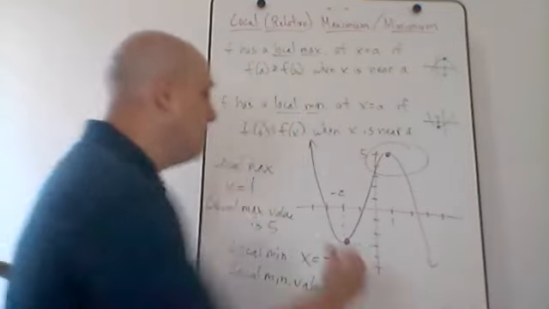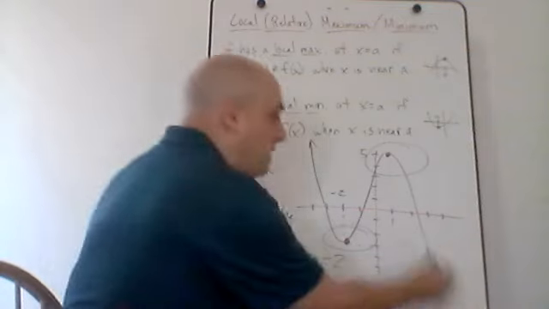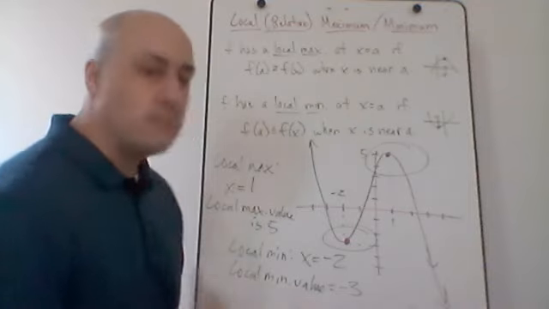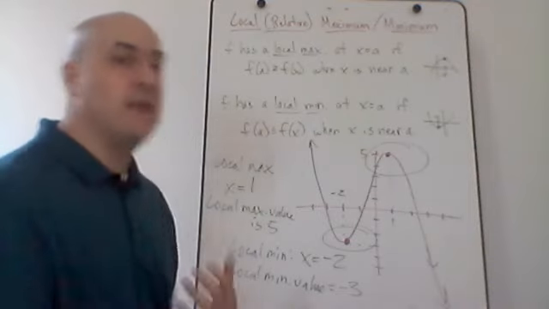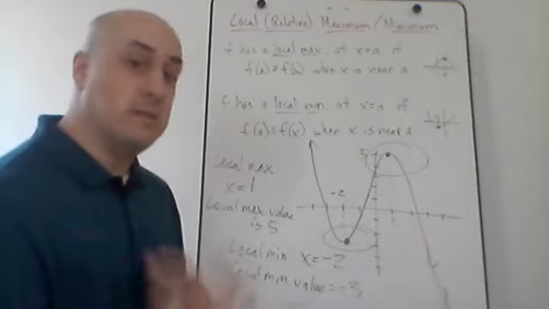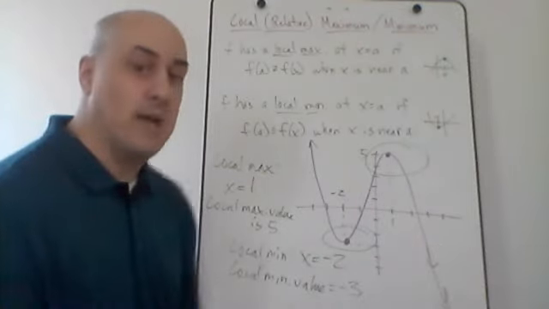Same for the relative minimum or the local minimum. It's the lowest point in that neighborhood, even though over here the graph goes lower than that. So local, relative maximums and minimums are not necessarily the highest and lowest points anywhere on the graph, just the highest and lowest points in those neighborhoods. Again, top of a hill, bottom of a valley, that's where you have local maximums and local minimums.